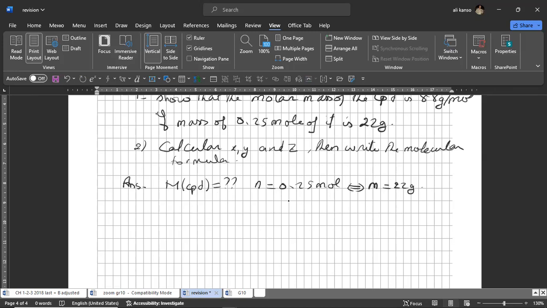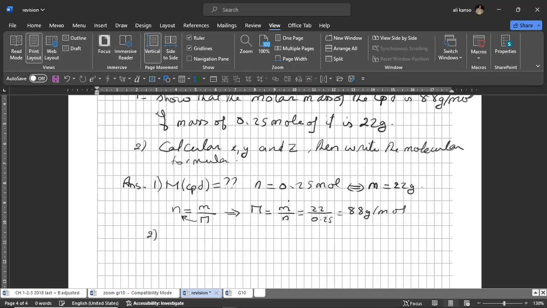What is the rule of moles? Noah, do you know? Yes, teacher, I know: n equals small m over big M. Yes. Small m over capital M, we continue. So the capital M, the molar mass, is equal to mass over n. We replace and interchange: 22 over 0.25. We get 88 gram per mole. This is the answer of the first question.